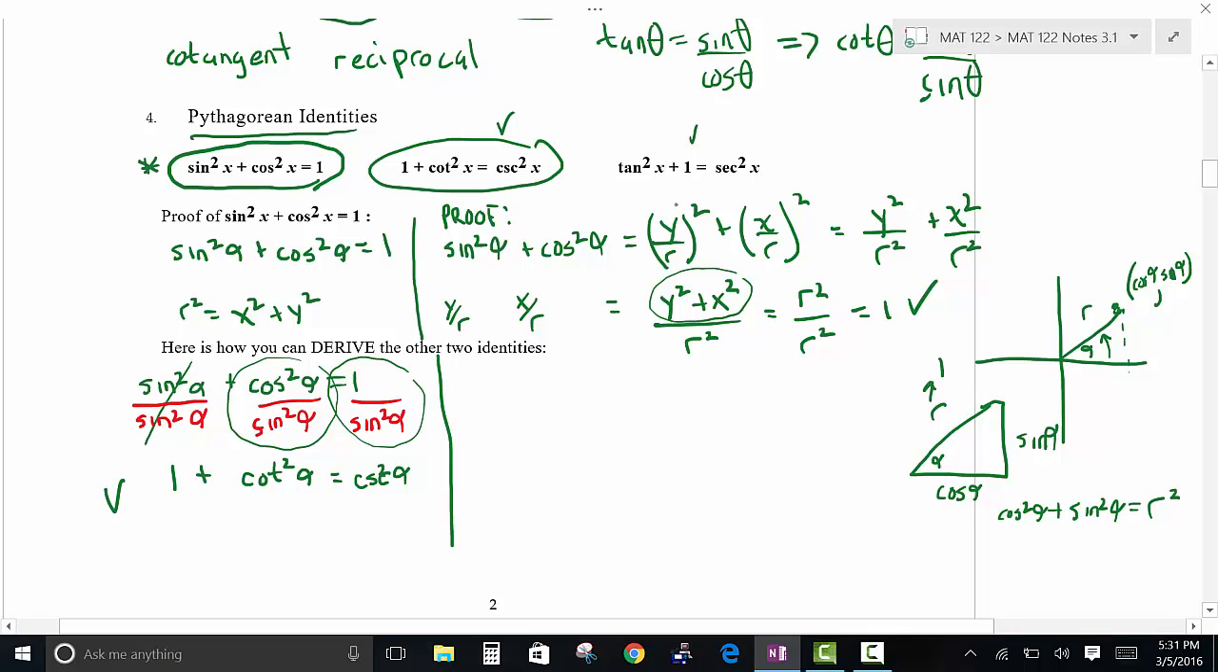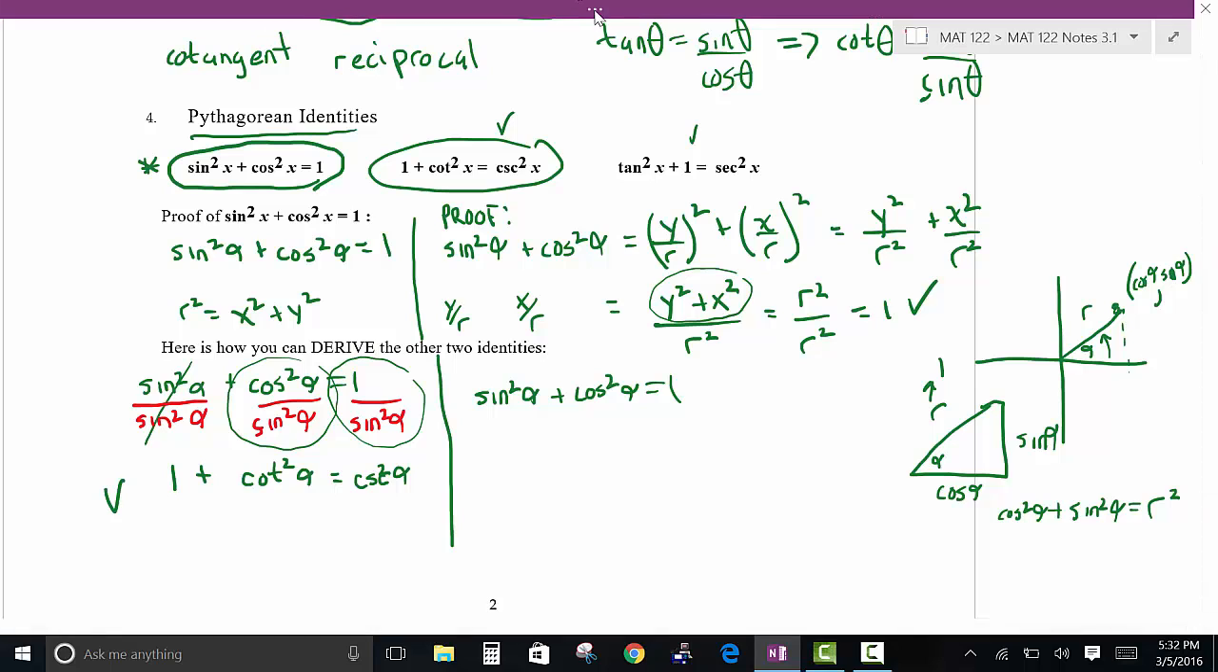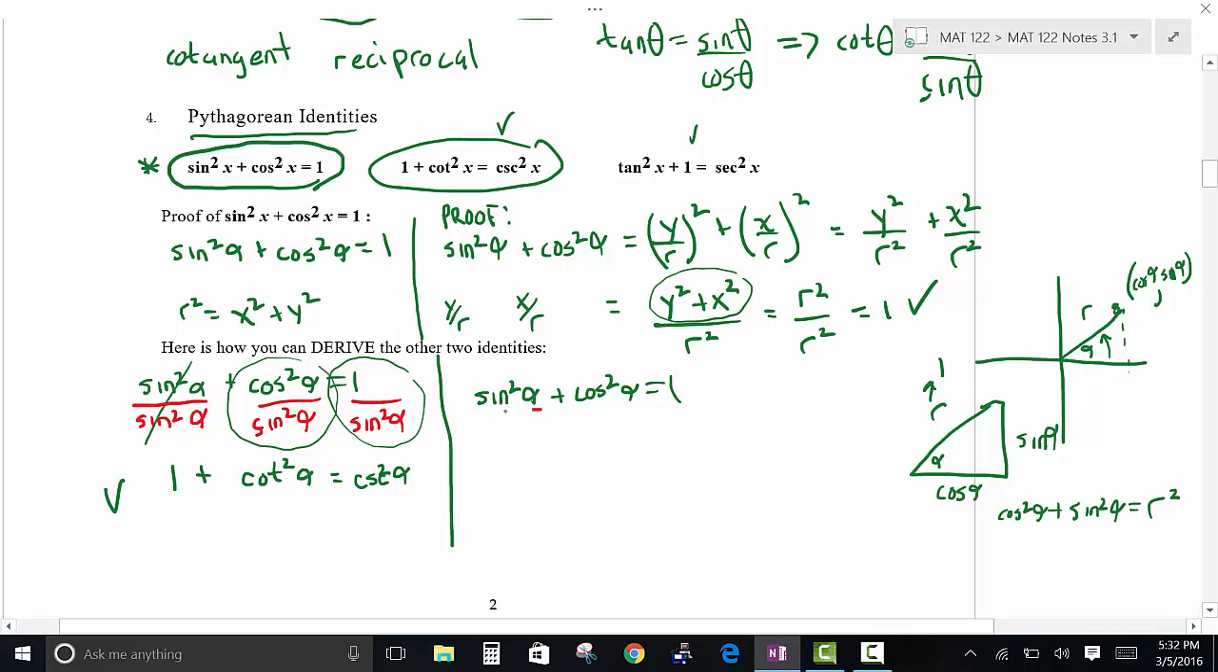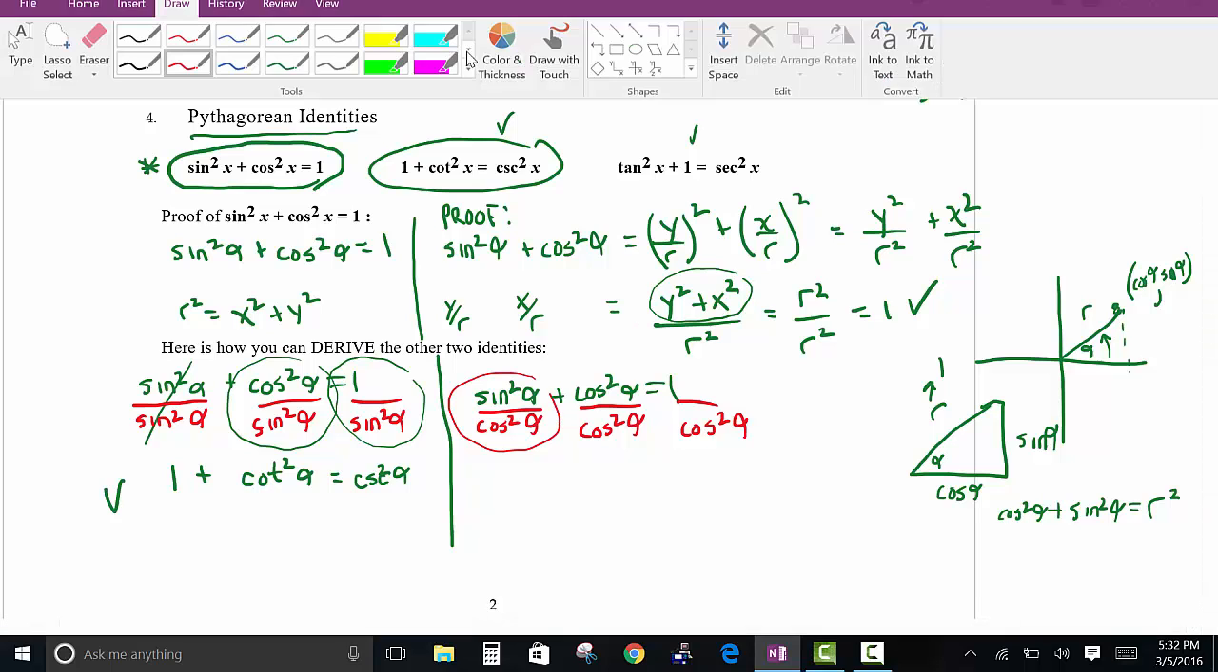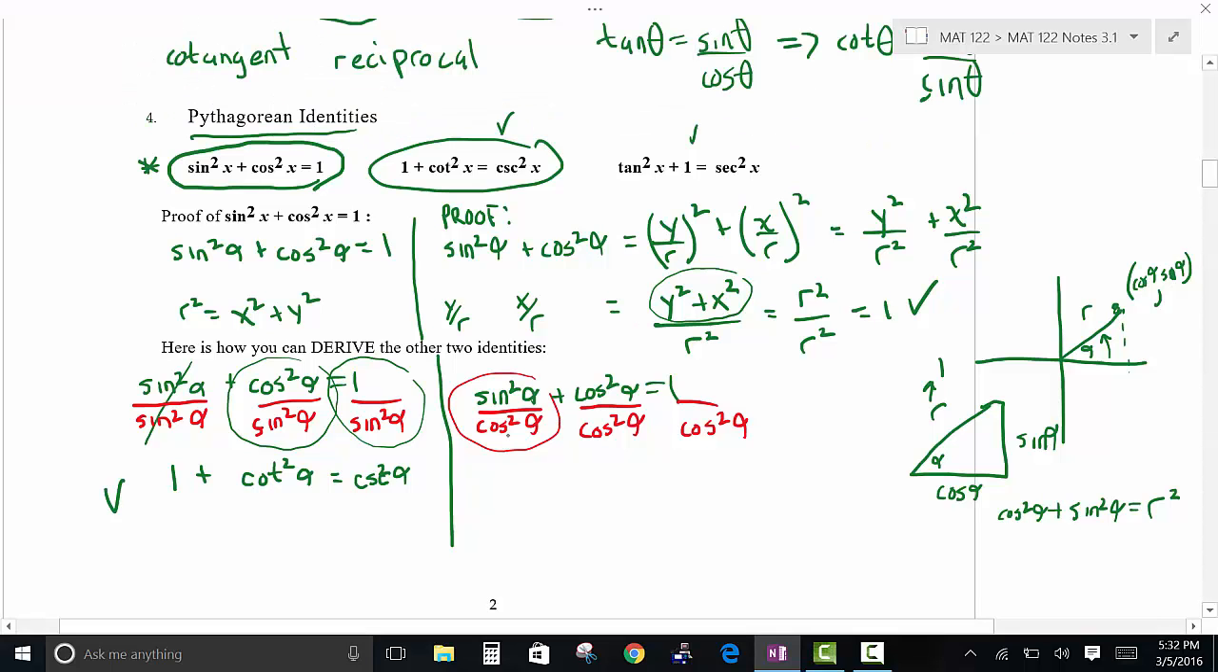Now I'm going to derive this other one. So I'm going to write down sine squared alpha plus cosine squared alpha equals 1. And what I'm going to do this time is I'm going to divide everything by cosine squared alpha. And the other identity will come out of that. So let's go ahead and do that. And let's kind of talk through what we have here. So the idea would be that this thing right here would be the tangent, because we just learned that identity. So sine over cosine is tangent. Therefore, sine squared alpha over cosine squared alpha is tangent squared alpha.